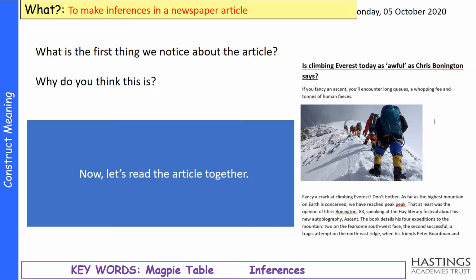Okay, so we're going to read the article together. I've got a copy of it on the slide for you, and then you'll have a copy of it on class charts as well to go through.